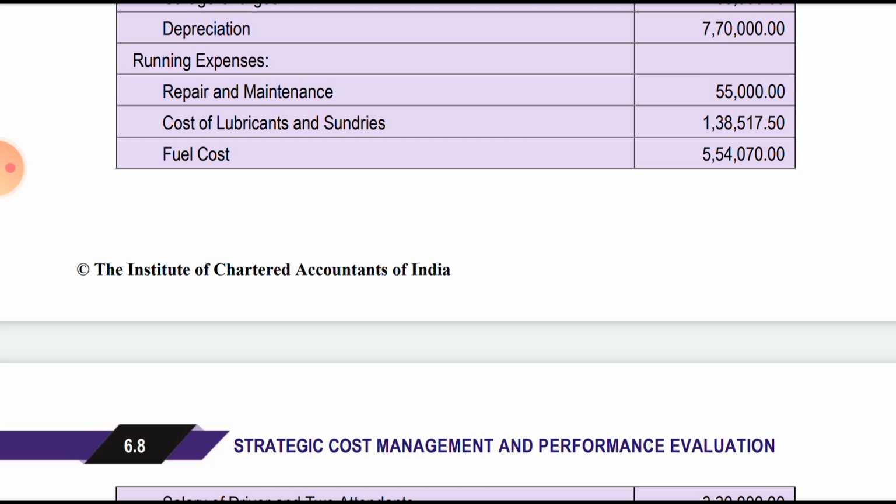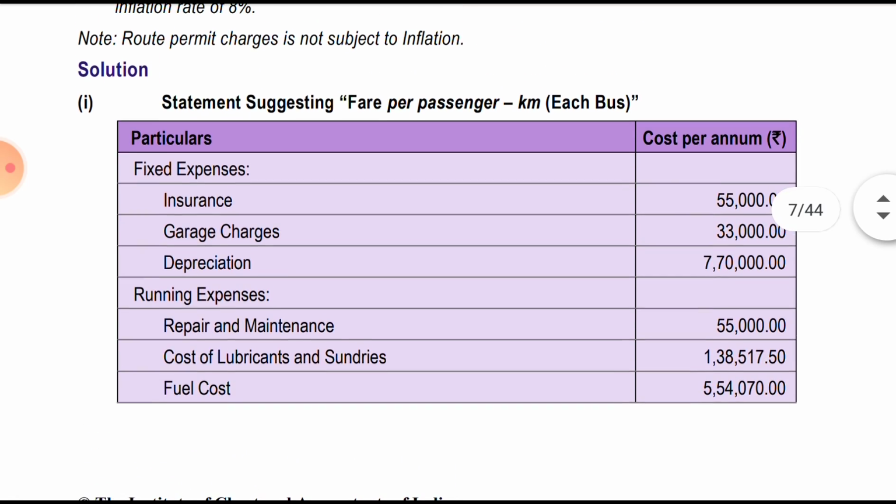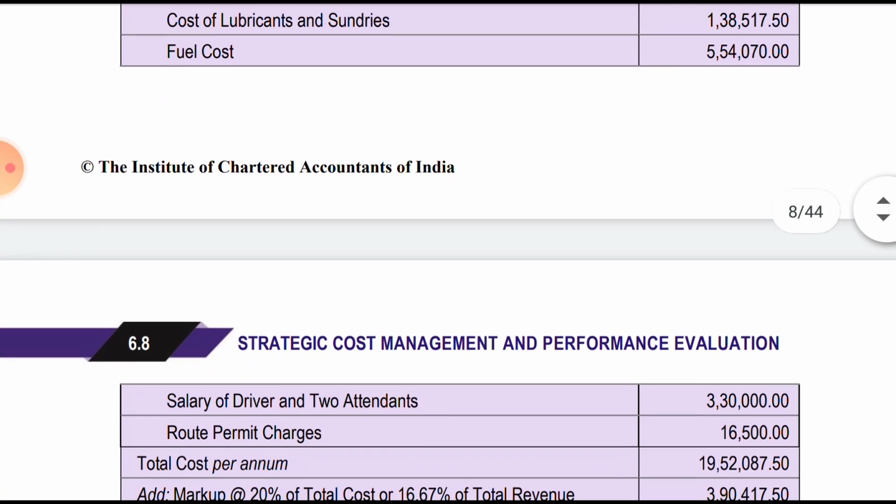Then the fuel cost is 5,44,070, which can also be derived from the kilometers we got, 41,975, correct? Then that is multiplied by 66 per liter, wait a second, 66 into 41,975. No, I am going somewhere wrong. Each bus can give a mileage of 5 kilometers, so we'll divide by 5 as well. Sorry, so what we have to do is 41,975 divided by 5 and then multiply by 66, so we get 5,44,070 as our fuel cost.